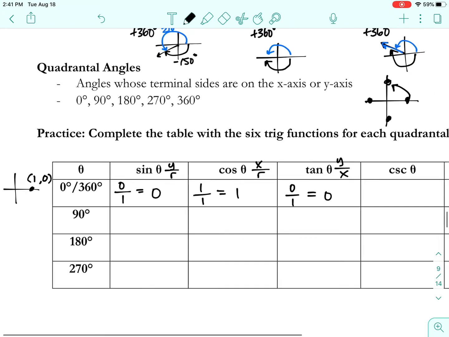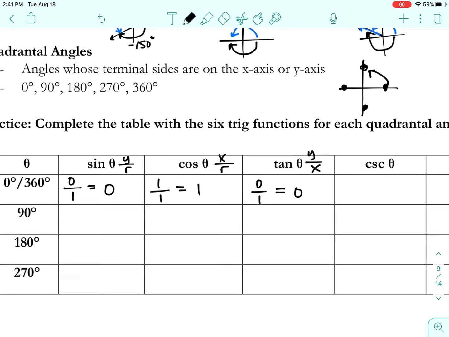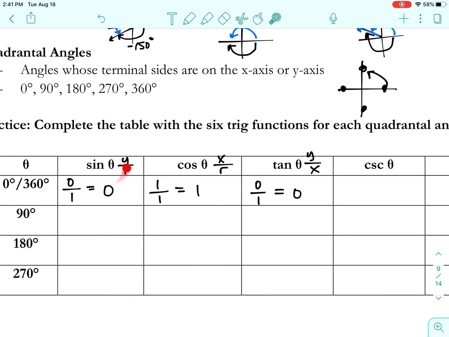Cool. Now can you flip all these things? Remember that sine is the reciprocal of cosecant. So if I flip this fraction, is it still 0? No. Be very, very careful. In trig, the difference between 0 and undefined is extremely important. Do not flip those up.